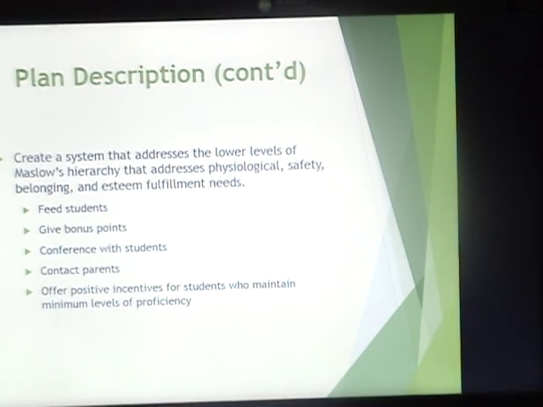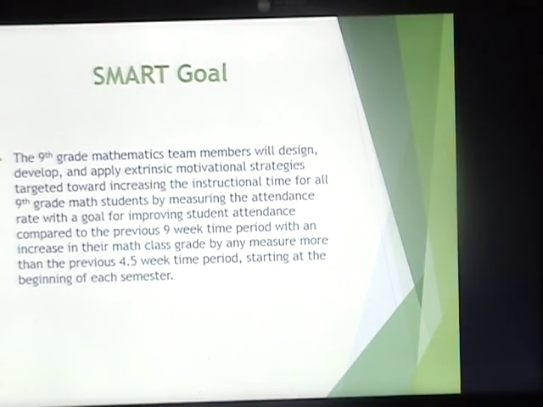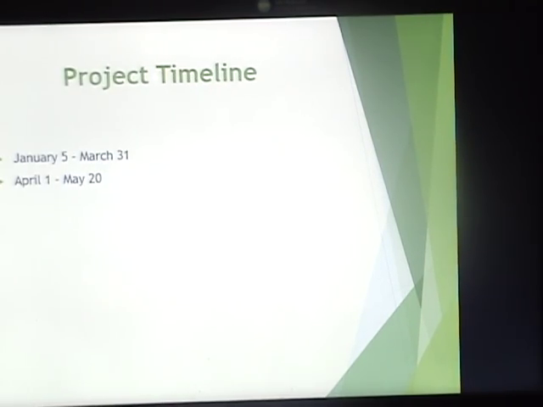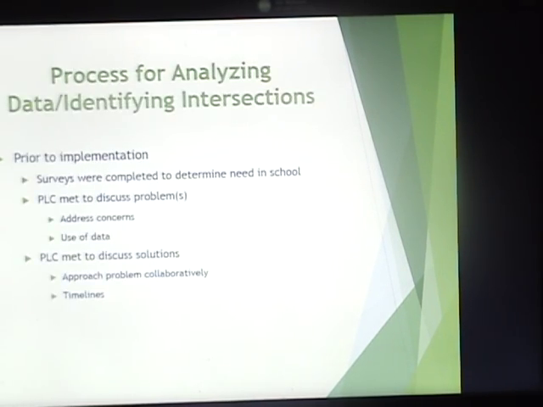So our SMART goal that was created was that ninth grade math team members will design, develop, and apply extrinsic motivational strategies targeted toward increasing the instructional time for ninth grade math students by measuring the attendance rate, with the goal of improving student attendance compared to the previous 9-week time period, with an increase in their math class grades by any measure more than the previous 4.5-week time period, starting at the beginning of each semester. So if we're looking at the timeline, we began the semester going to the end of March, and then again, this is where we are now, the beginning of April, until the end of the school year.